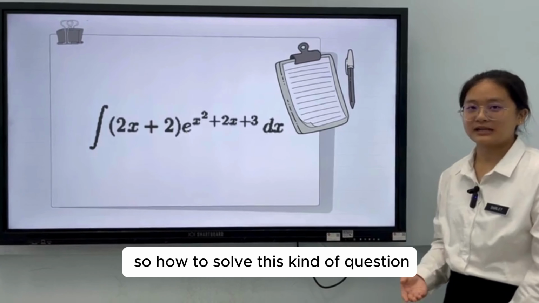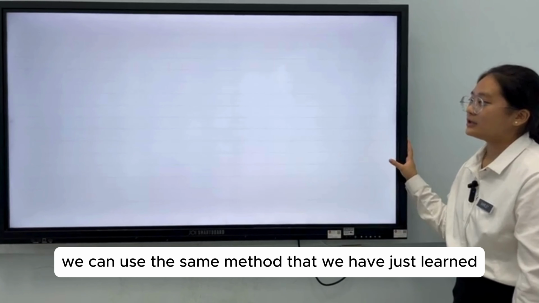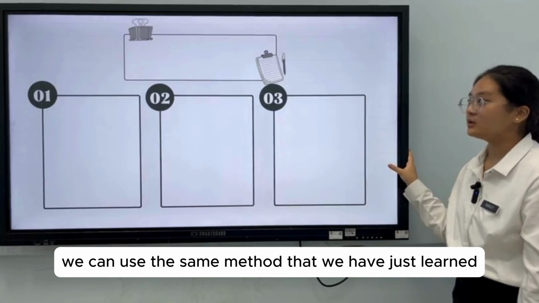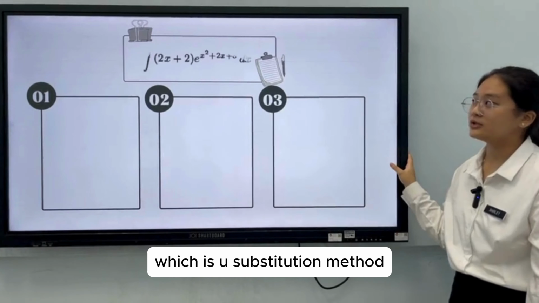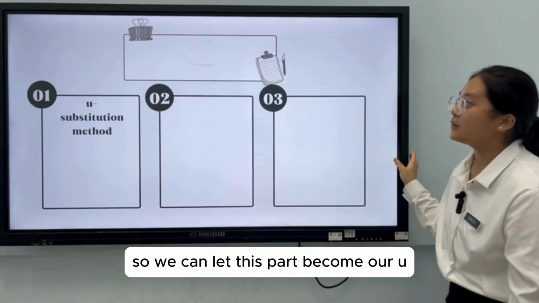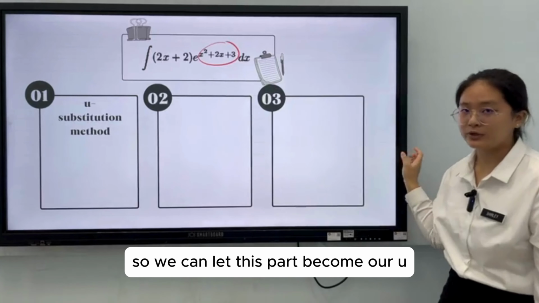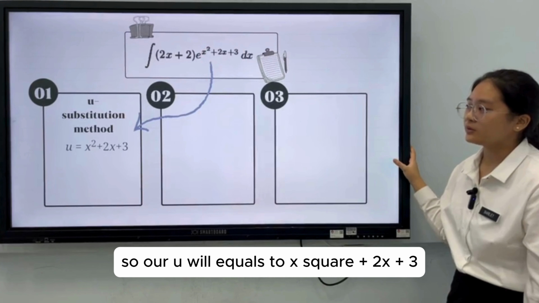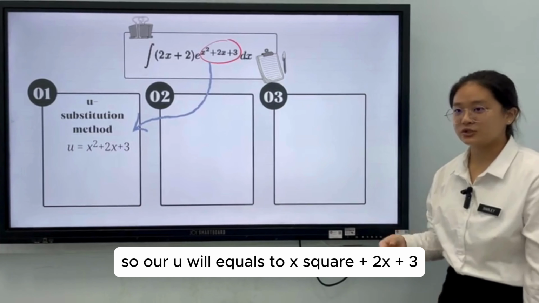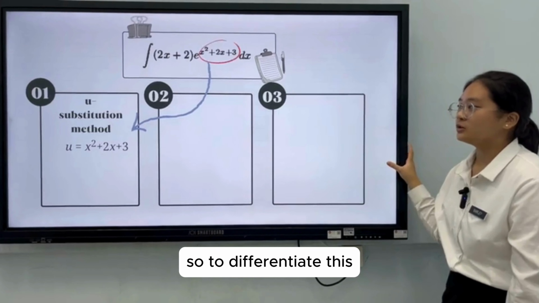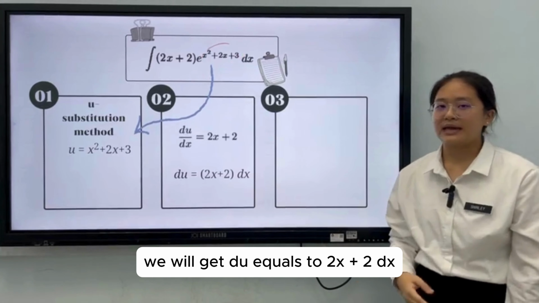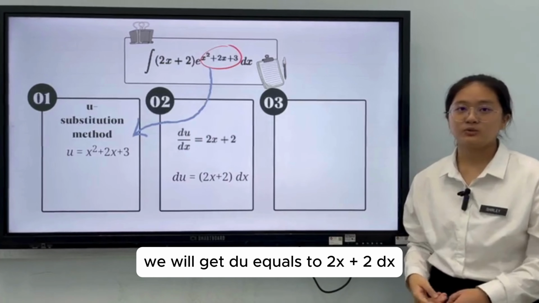So how do we solve this kind of question? We can use the same method that we have just learned, which is the u substitution method. So we can let this part become our u. So our u will equal x squared plus 2x plus 3. To differentiate this, we will get du over dx equals 2x plus 2. To rearrange it, we will get du equals 2x plus 2 dx.